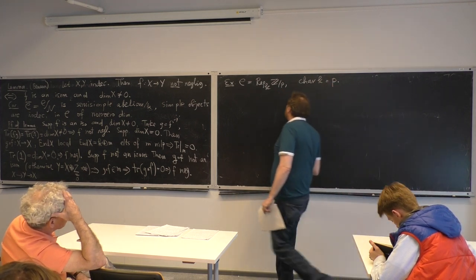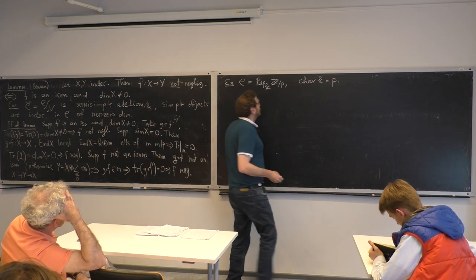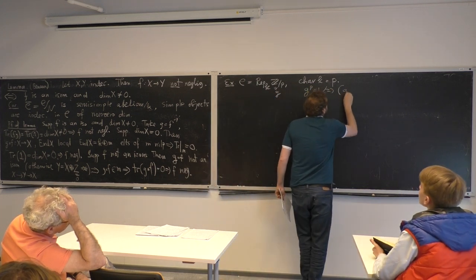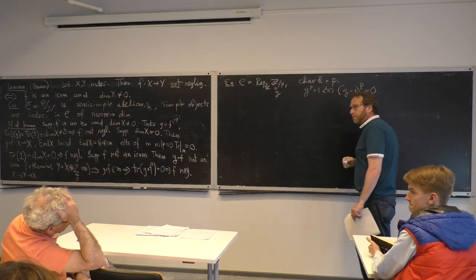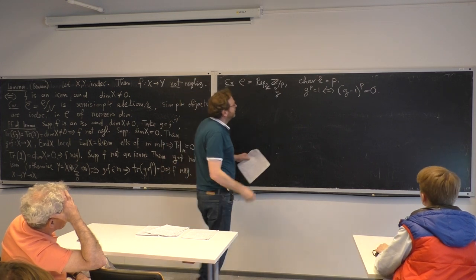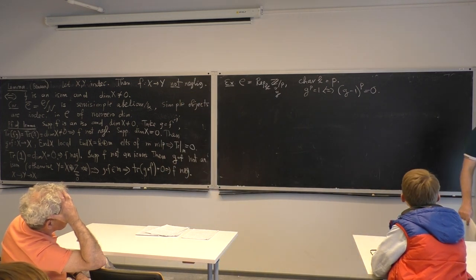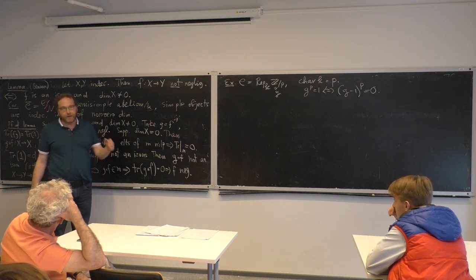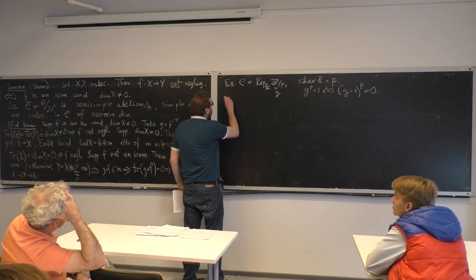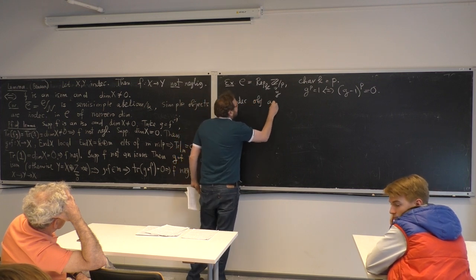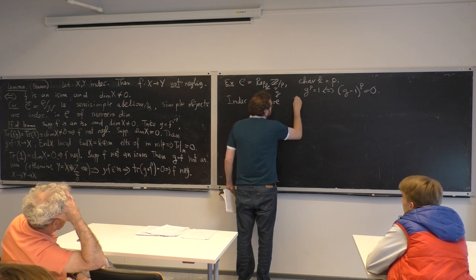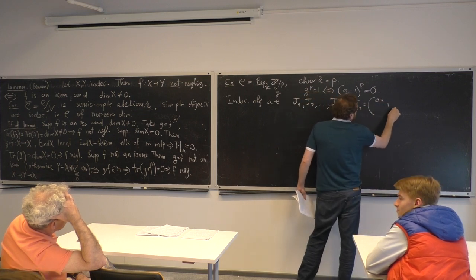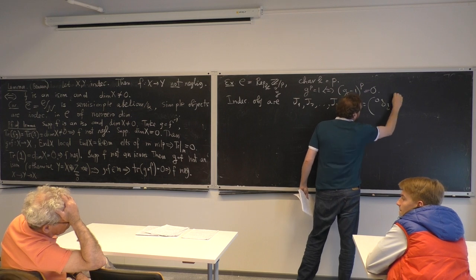Well, in this case, what are the indecomposable objects? They're just Jordan blocks. So we have a generator g, and we have g to the p equals 1. And in characteristic p, this is equivalent to saying that (g minus 1) to the p equals 0. So this means that we are classifying nilpotent operators on a vector space whose p-th power is 0. And such operators decompose into a direct sum of nilpotent Jordan blocks of sizes 1, 2, 3, up to p. So the indecomposable objects are J1, J2, up to Jp, where Jn is an n by n Jordan block.